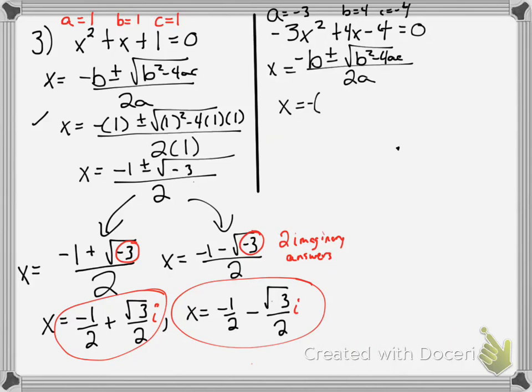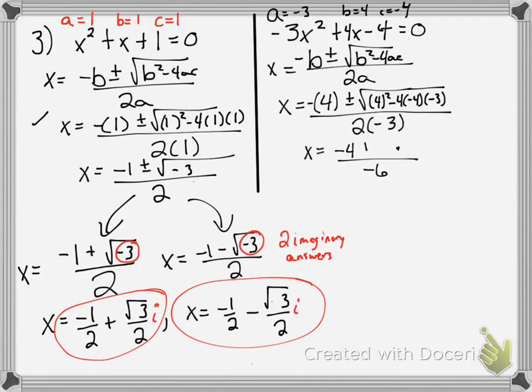So I've got a negative 4 plus and minus the square root of 4 squared minus 4 times negative 4 times negative 3, all over 2 times negative 3. Now I just need to simplify it. So I've got negative 4, negative 6 at the bottom, plus and minus. My discriminant value would be negative 32.